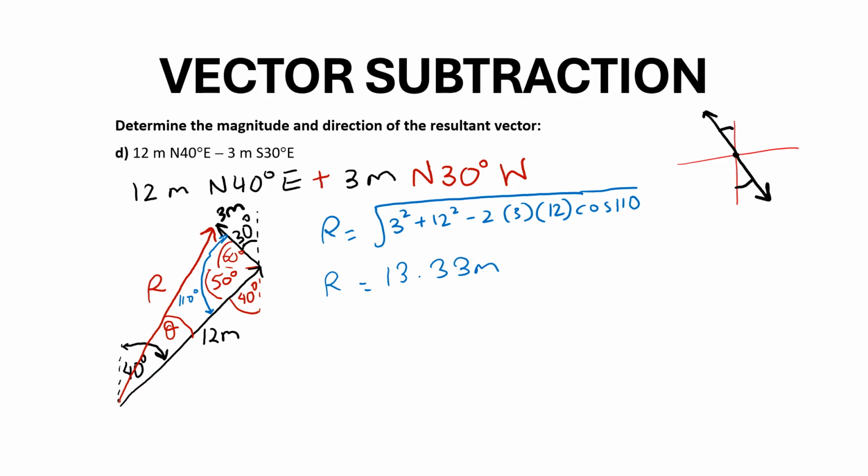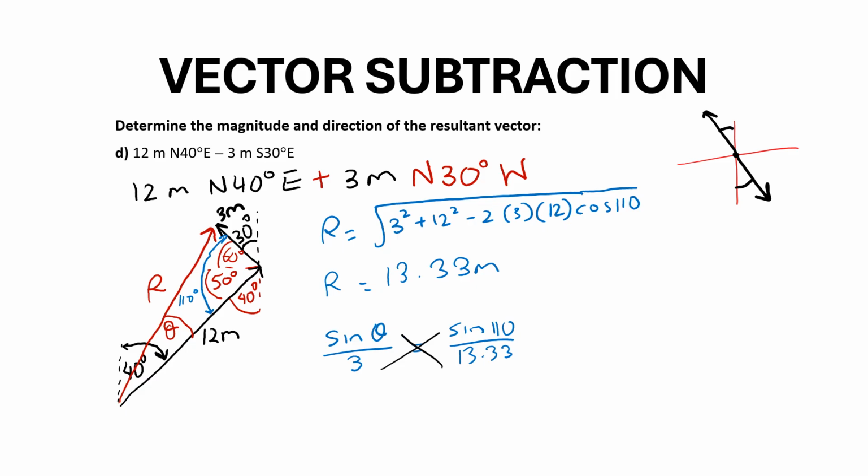And now let's find the value of theta. So we will use sine rule to find the value of theta. So sine theta over the opposite side. So what is opposite to theta? 3 meters. So over 3 equals sine 110 over the opposite side. So opposite to this angle is r, which is 13.33. And now we can cross multiply to make theta the subject. So let's cross multiply. So 3 times sine 110 equals 13.33 sine theta.